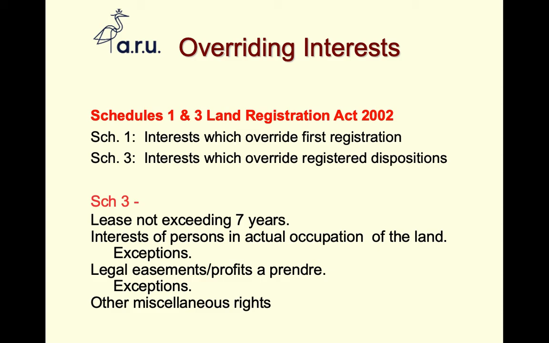If someone has a lease under 7 years, whether it's under 3 years or under 5 years, they will have an interest that overrides. They could have entered themselves onto the register if it was between 3 and 7. If it was under 3, they couldn't have. But irrespective of any of that, they still have an interest that overrides.